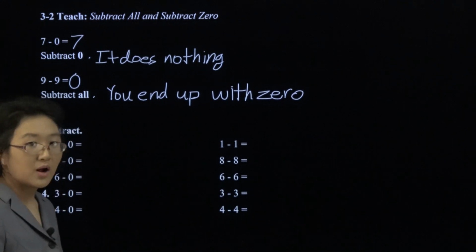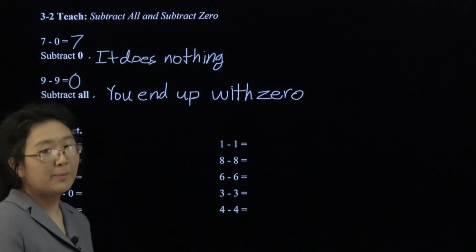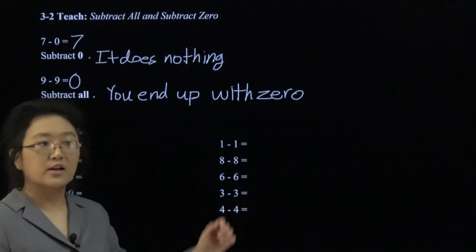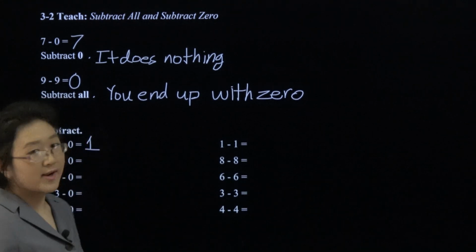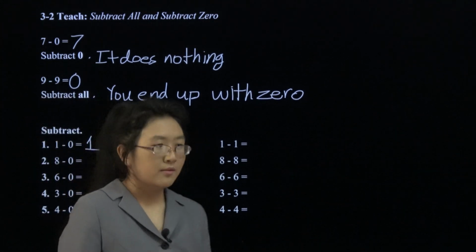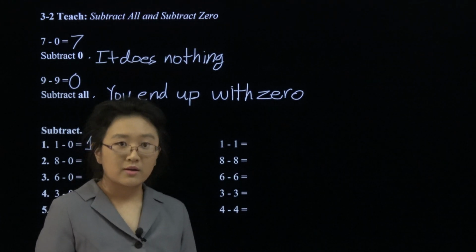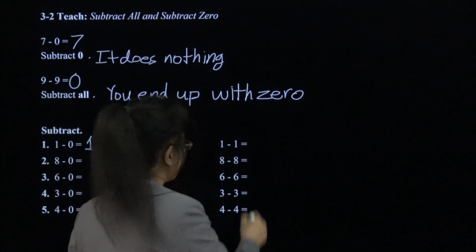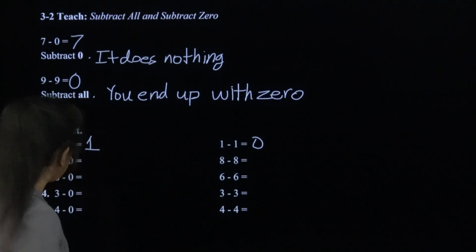Now let's do some practice problems. 1 minus 0, you have 1 apple and you do nothing with it. Nobody takes it away, you don't eat it. You still have 1 apple left. So 1 take away 0 is still 1. Now what about 1 take away 1? You eat the apple or you give it to your friend. You have no apples left now because you only had 1 apple. So 1 minus 1 equals 0.